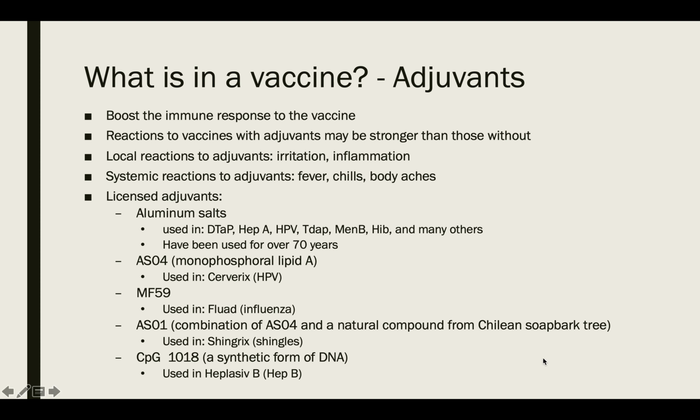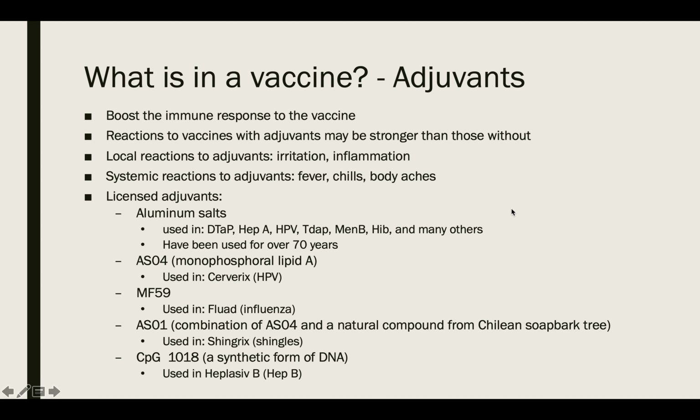So these are some other adjuvants. I just put them in because I thought some people might want to know, but they're much less common. So AS04, MF59, AS01. This one's actually interesting because it's made from monophosphoryl lipid A, which is from bacteria, and it's combined with this natural compound from a Chilean soapbark tree. It's only used in the Shingrix, the shingles vaccine in the United States, but it's something that could be used more in the future. And then this CpG 1018 is a synthetic form of DNA. It's only used in one of the Hep B vaccines.